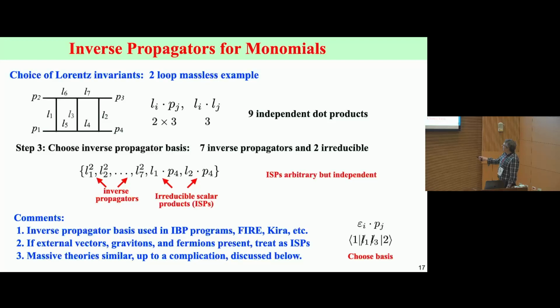This choice of ISPs, that's completely arbitrary. So it's some random basis. And there's also, you could say, some random sets of labels. You just label it however you like.